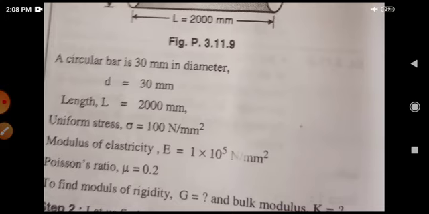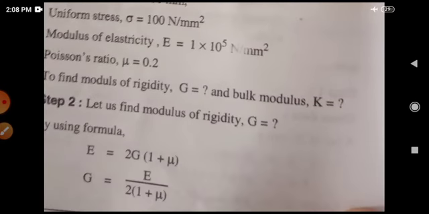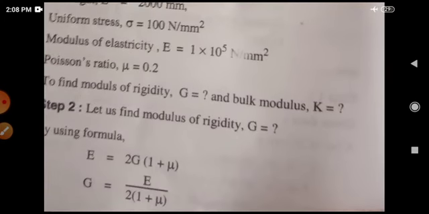From that you can calculate. You have the given E, sigma, L, D, all these things are given. You have to convert them into proper units so that there will be no variation in the final unit of your desired or output quantity. So we have to find out G and K.